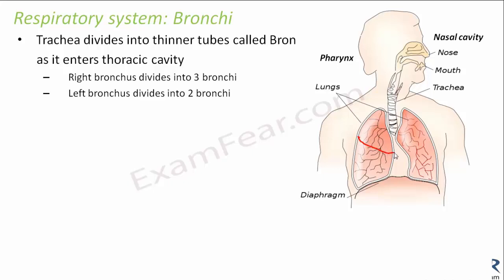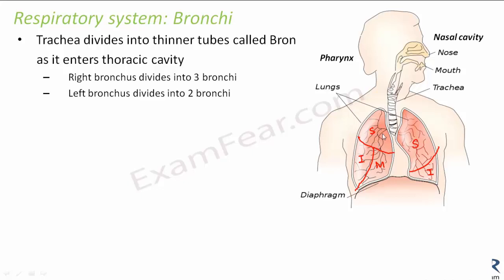Let me divide the lung into the different lobes. So this is the superior lobe, this is the inferior lobe, this is the middle lobe. And here we have the superior lobe and the inferior lobe. Now once the trachea enters into the thoracic cavity, what happens? It has to enter into the lungs now. Right? So while entering into the lungs, this entire thick tracheal tube doesn't enter itself. So it divides into branches and these branches are known as bronchi.